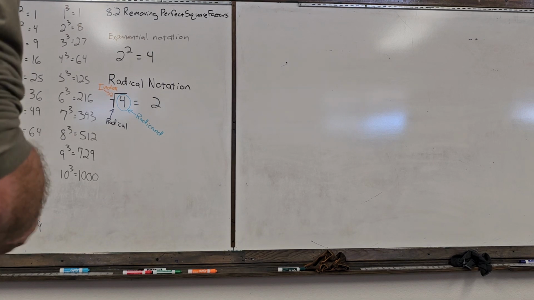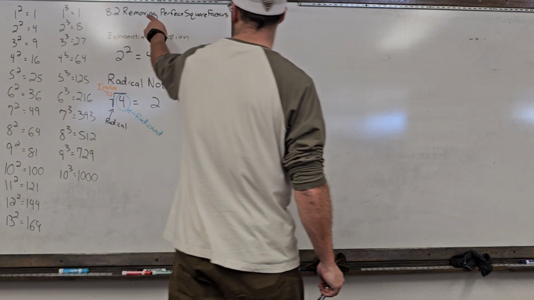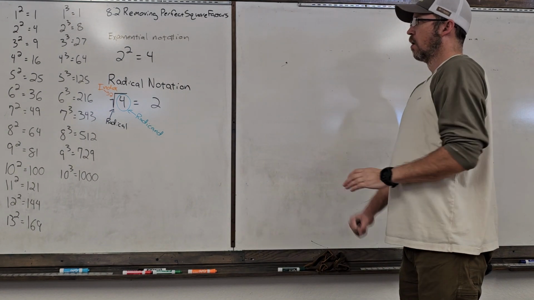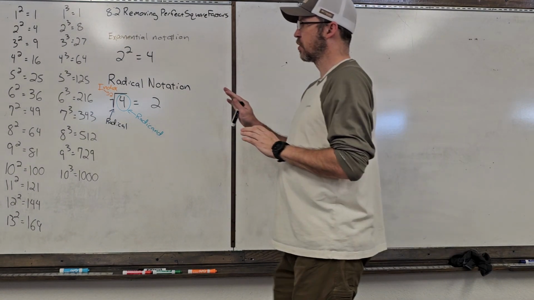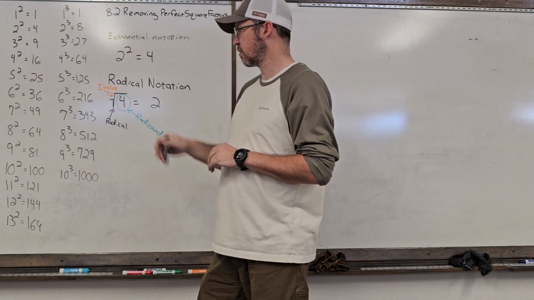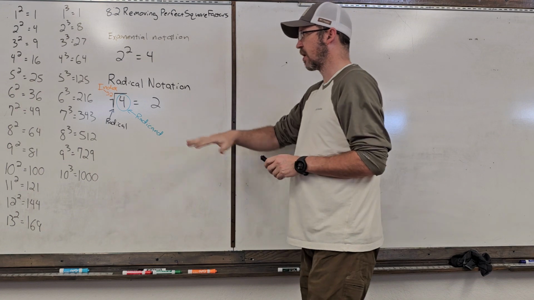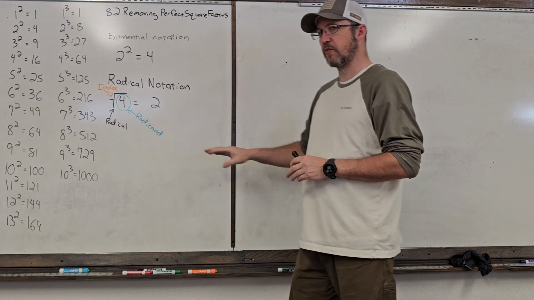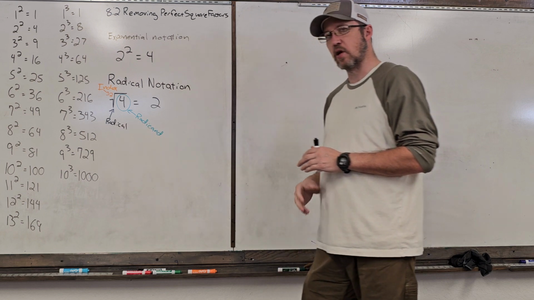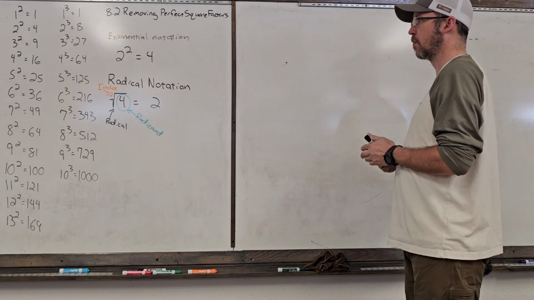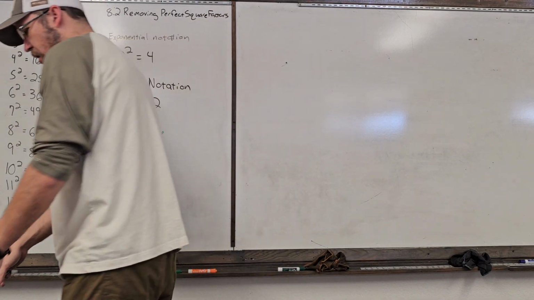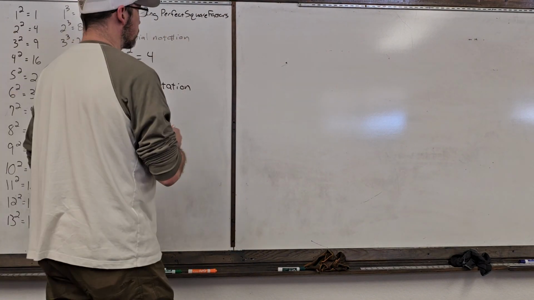All right, 8.2, removing perfect square factors. I've left everything up here from the last section as far as my list of perfect squares, my perfect cubes. I've still got the radical notation written up here so that we can still see where the index goes, where the radicand is, where the radical is. Hopefully you've started to get that down pretty well by now. But let's move on. We're going to move on to the product rule for radicals.